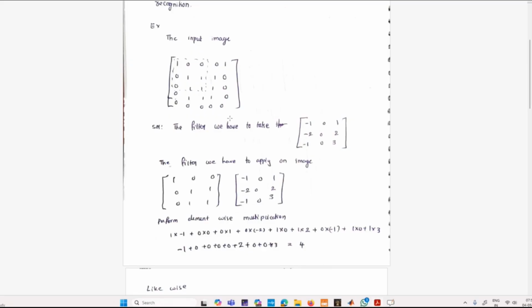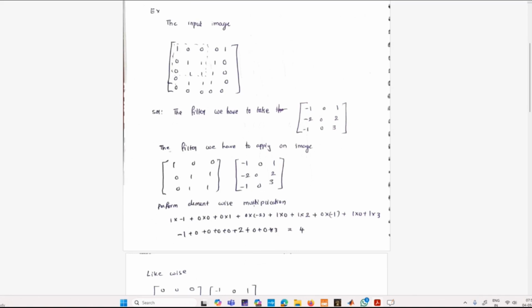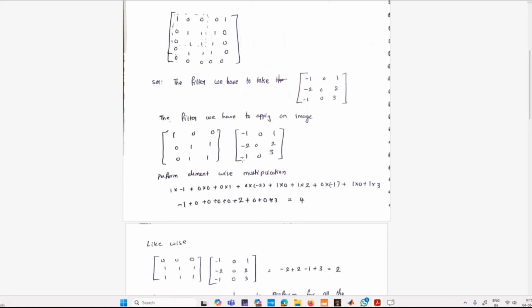So likewise, see over here, this is my filter, and the first layer I have taken 1, 0, 0, 0, 0, 1, 1, 1, 1. I multiplied, and our answer is 4. And next I moved to the middle, that is, moved straight by 1. So this is 0, 0, 0 and 1, 1, 1.